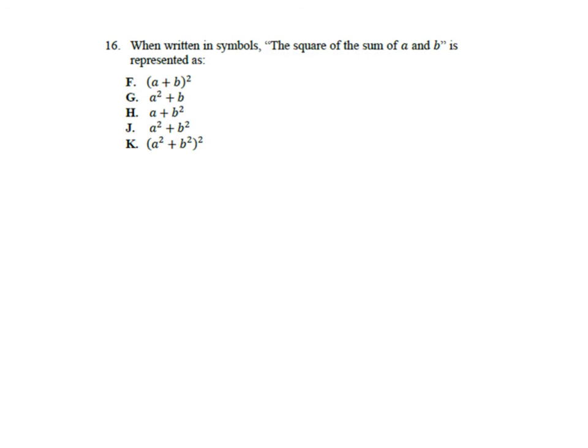When written in symbols, the square of the sum of A and B is represented as which of the following? I see sum of A and B, so that means add them together. And it says the square of that, so I have to put it in parentheses. Square means squared, so F.